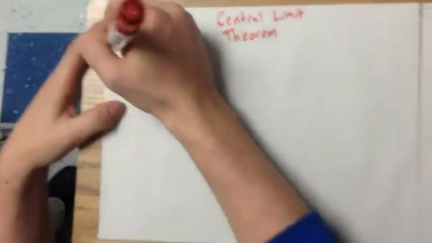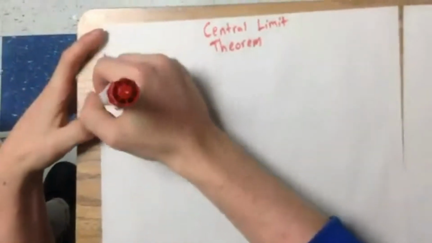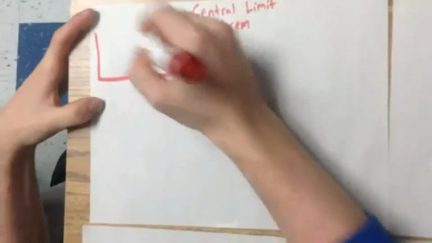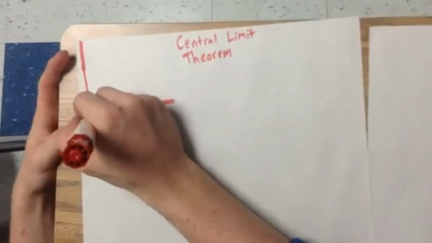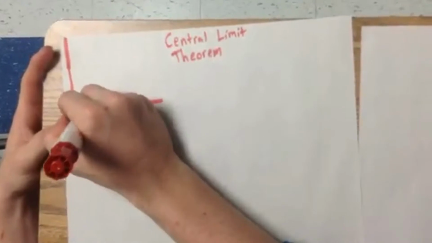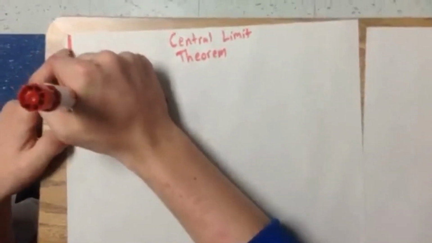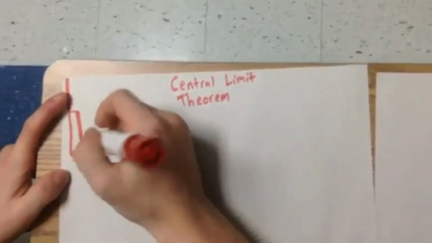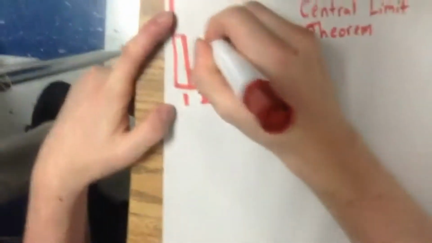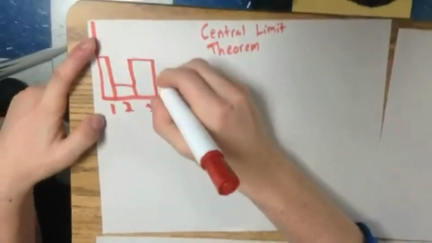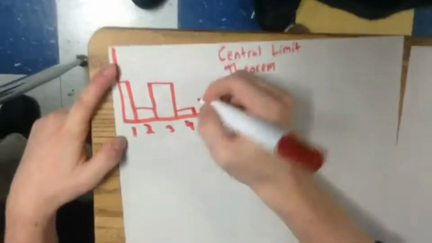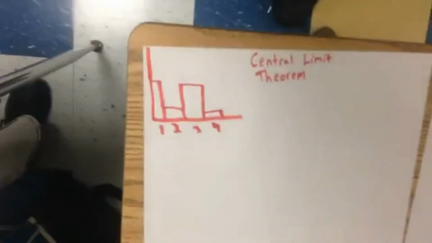So let's say we have some distribution and it looks like this. 1 is all the way up there, 2 is down here, 3 is up here, and 4 is pretty much non-existent. But we're still going to graph them.